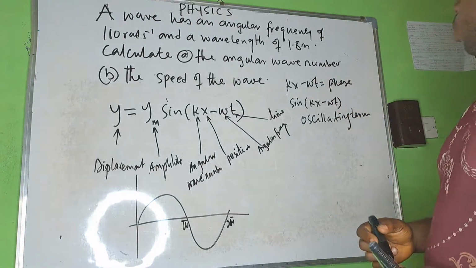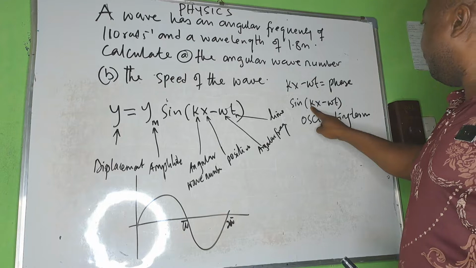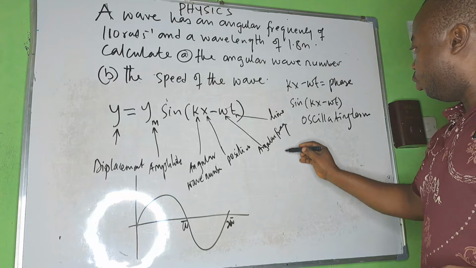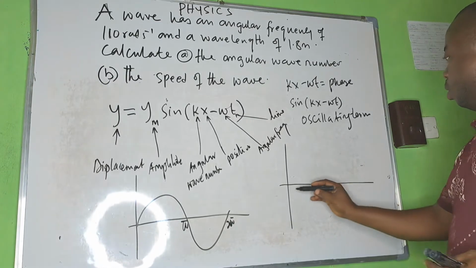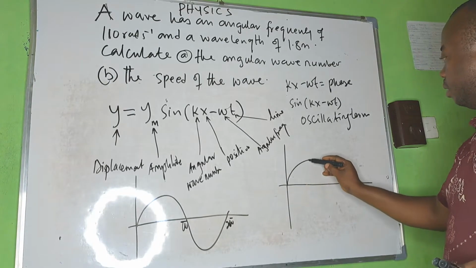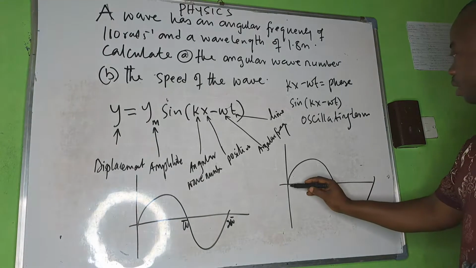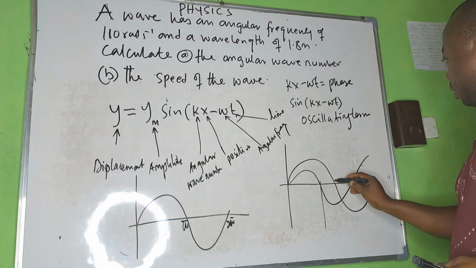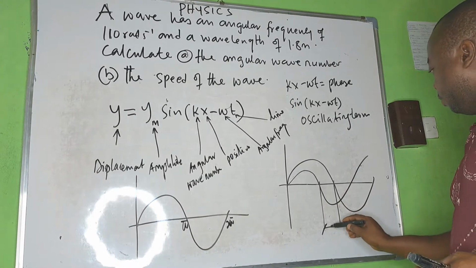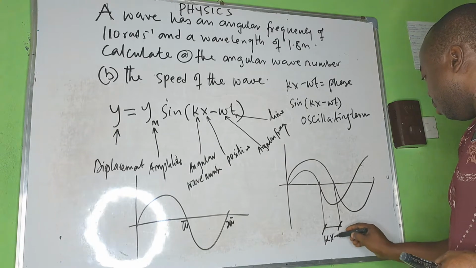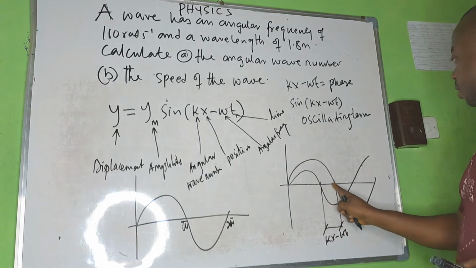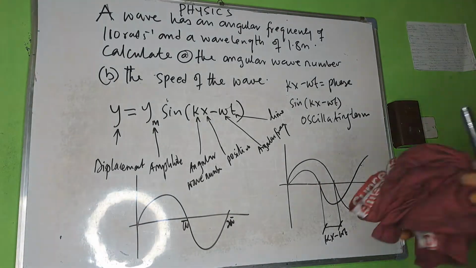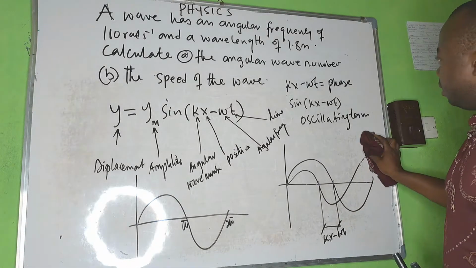Now when we say phase change, kx minus omega t, if you have two successive waves, for instance, one travels and the second one goes like this, this difference is what we call phase change. This is kx minus omega t. So that is the phase change, or the phase difference. Okay. I'll wipe this. I hope you understand it.